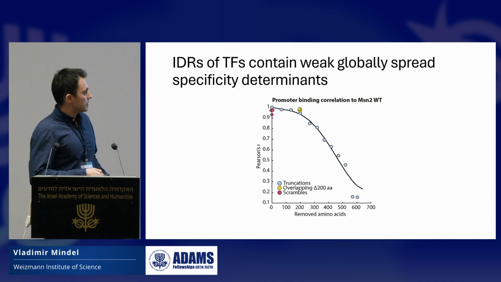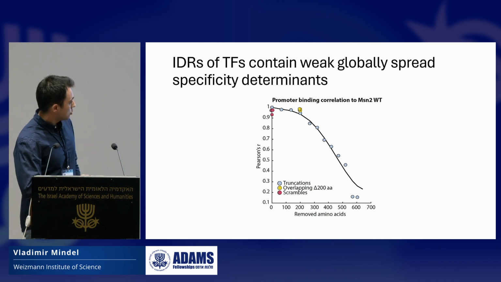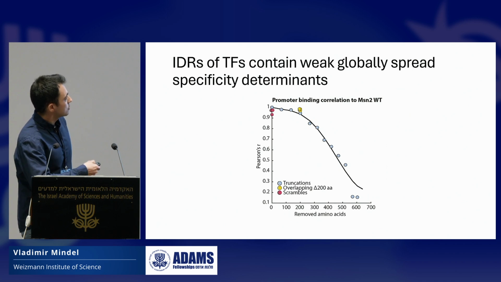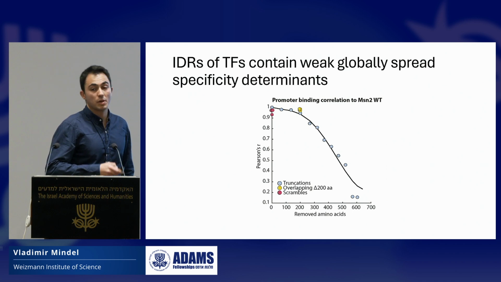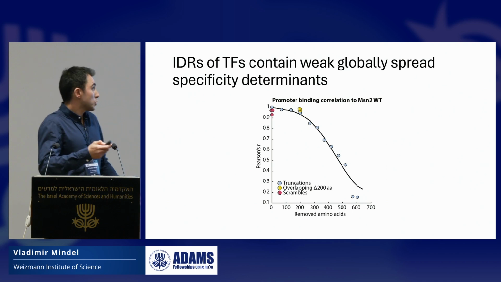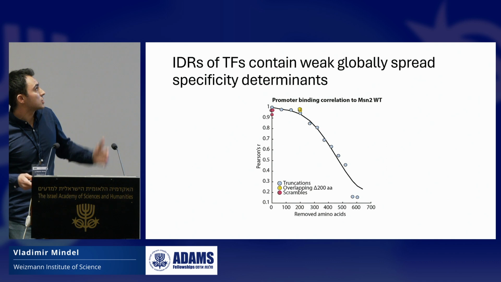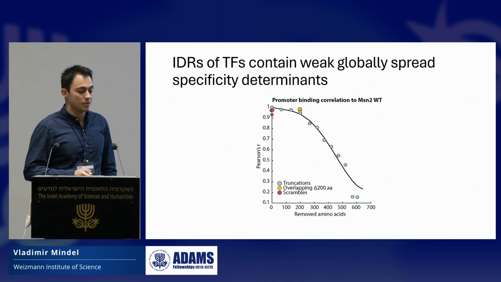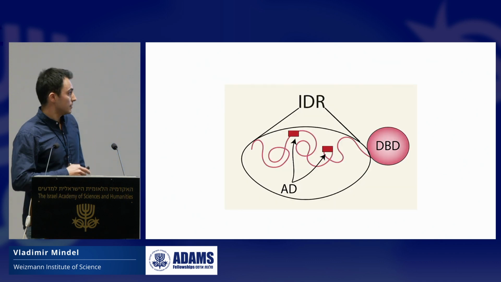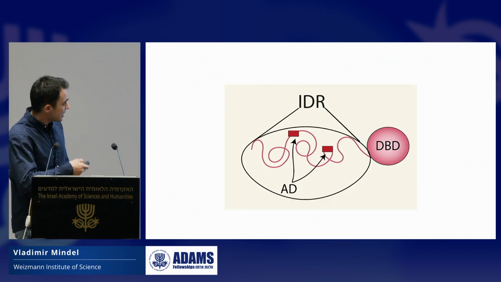And it's exemplified by this graph here. If you shorten the transcription factor gradually, more and more, the blue dots gradually lose their specificity, meaning it still binds the correct motifs, but not at the right places. So what we conclude here is that IDRs of transcription factors contain weak, globally spread specificity determinants. But, I remind you, these IDRs also contain activation domains inside them.